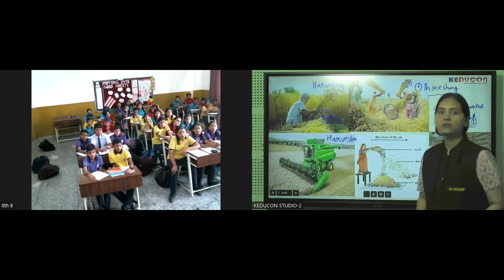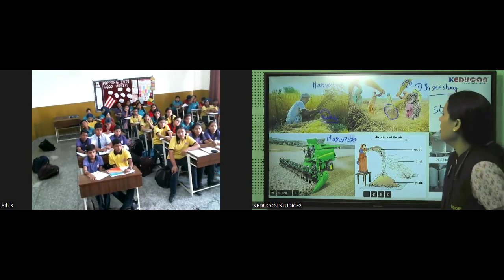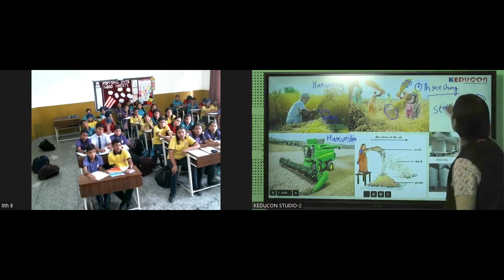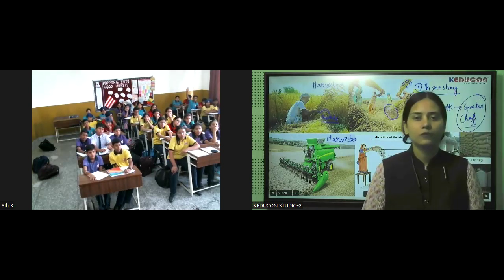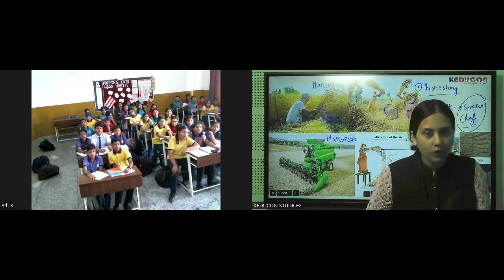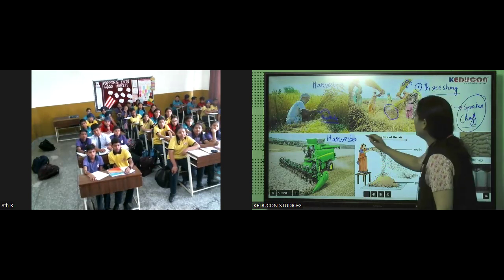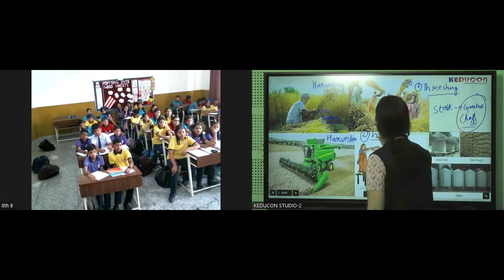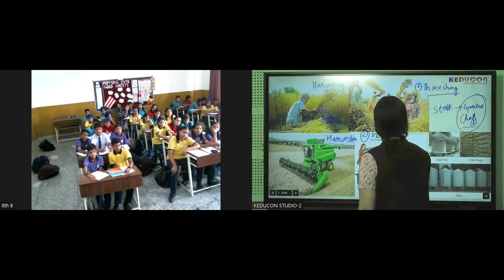Okay, so that is what we get. Now, we need to separate these two. So, what do we do? Winnowing, yes. So, here the second method is winnowing. So, winnowing is what?